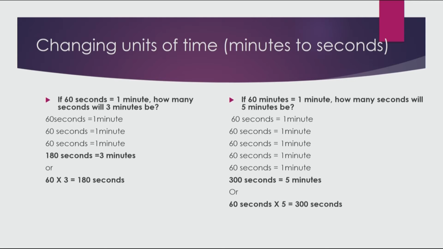60 seconds, it's 1 minute. What about 3 minutes? So, it goes like this. There are different methods that you can use to arrive at the correct answer. The first method is listing the seconds. You have 60 seconds, 1 minute, another 60 seconds, another minute, another 60 seconds, 1 minute.